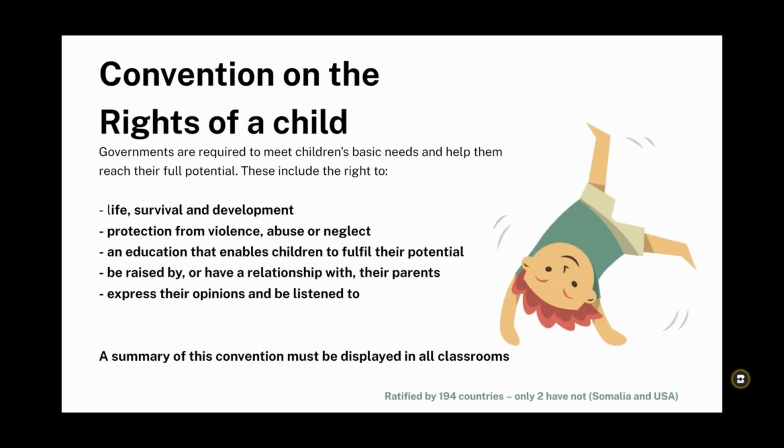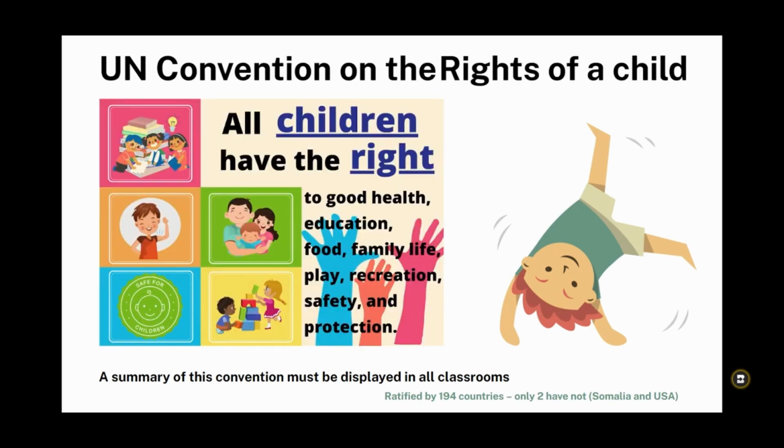We can look at child protection through the lens of the UN Convention on Children. This convention, which has been ratified by 194 countries, says that children have rights. They have the right to life, survival and development, protection from violence, abuse and neglect, the right to an education, the right to be raised by or have a relationship with their parents, and the right to express their opinions and be listened to. You can see here a nice poster with a short summary of that, and it's from this that much of safeguarding comes.